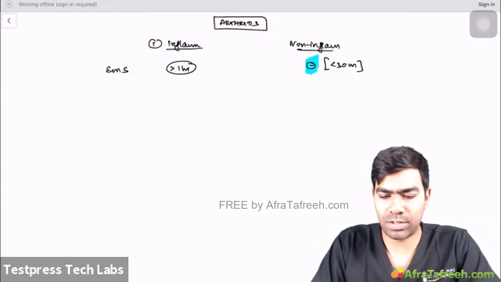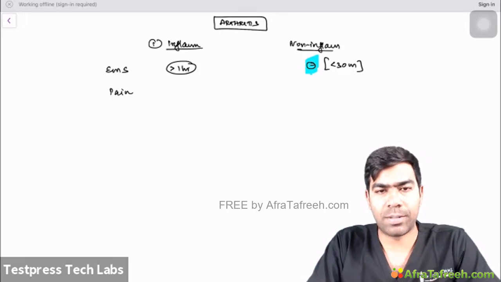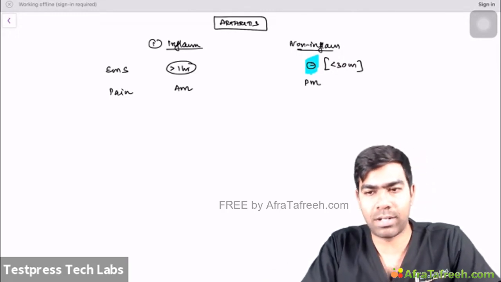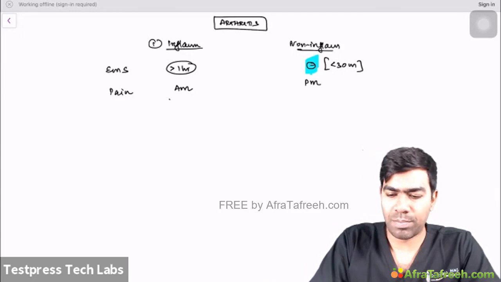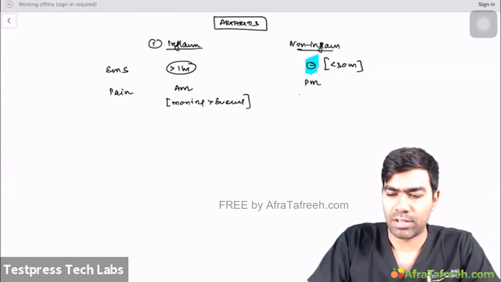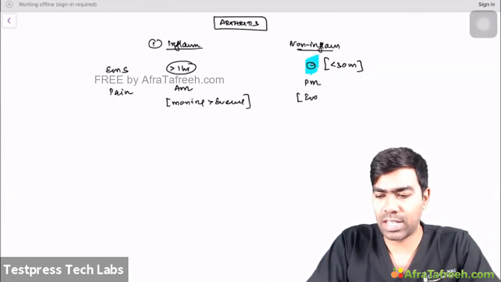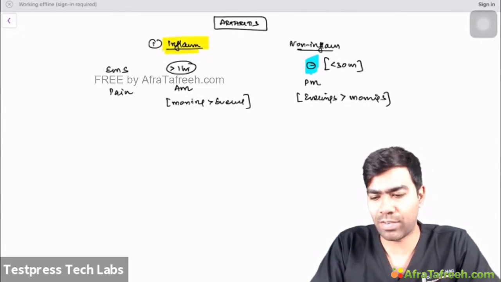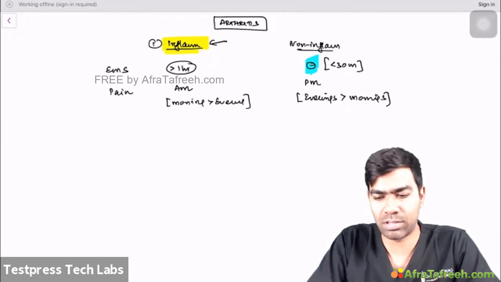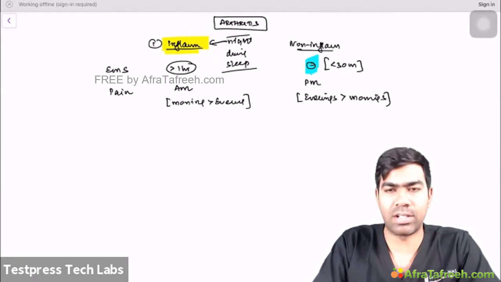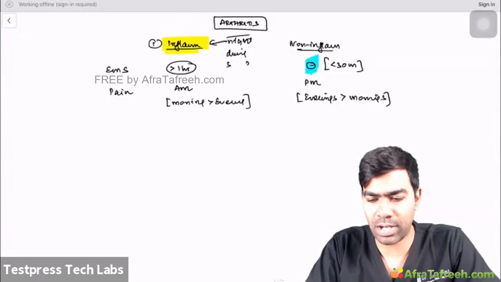Apart from early morning stiffness, the pain in inflammatory arthritis is more of an AM pain, whereas in non-inflammatory arthritis it is more of a PM pain. So we're talking about AM versus PM. In inflammatory arthritis they'll have more pain in the morning than in the evenings and nights, whereas in non-inflammatory arthritis, the evenings cause more pain than the mornings. And night pain is again a characteristic feature of inflammatory arthritis, because at night the joint will be at rest. So if you get a lot of night pain during sleep, that is usually suggestive of an inflammatory arthritis rather than a non-inflammatory arthritis.